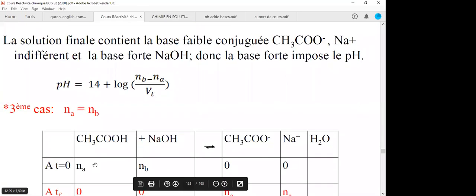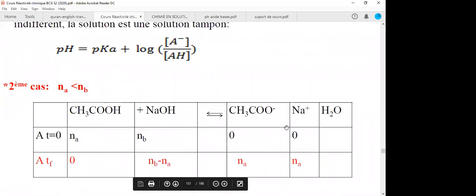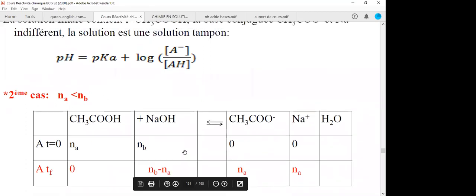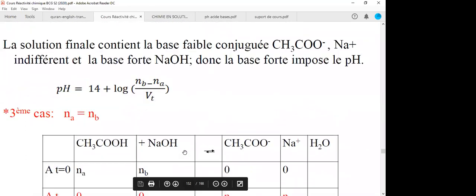So in this case, at the end of the reaction, what are we going to have? The acid, we won't have it, it is 0. We're going to have the base. We are going to have the conjugate base, and we are going to have sodium, Na+. So la solution finale contient la base faible conjuguée. This is the conjugate base, but it is faible. Na+ is indifferent. Et la base forte, sodium hydroxide. Donc la base forte impose le pH.